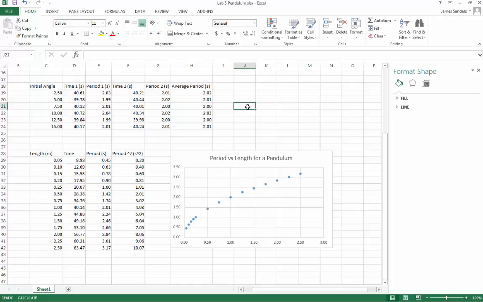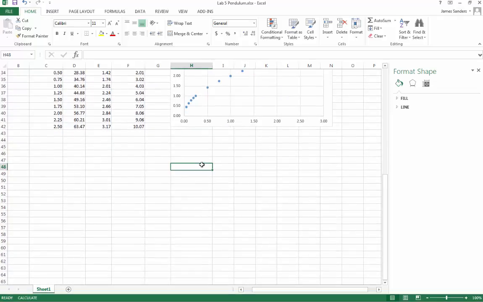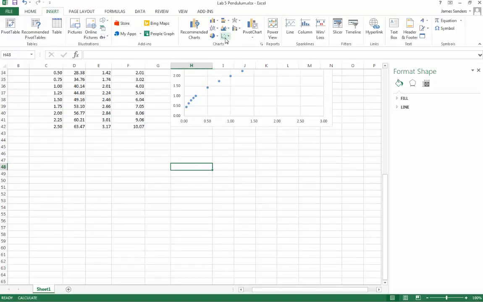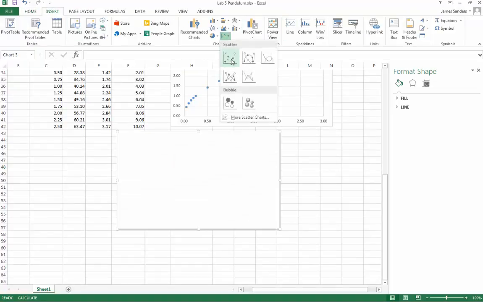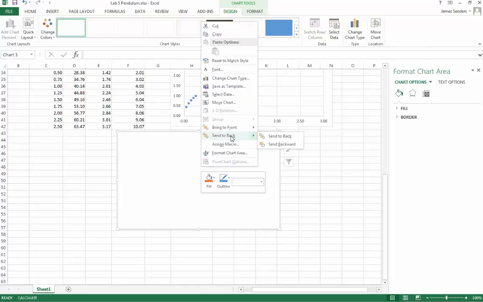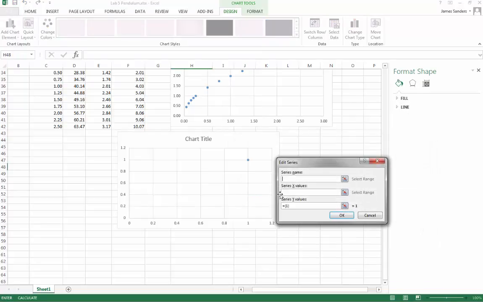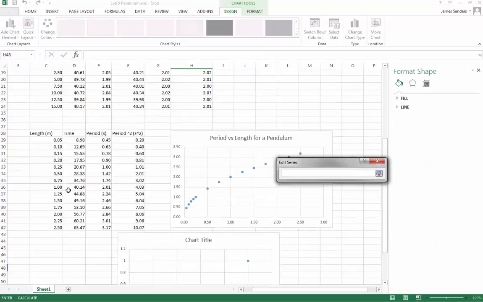So you are going to have to square an axis. So how do you do that? Well, let's go ahead and add another graph to this. And we're going to basically repeat what we've done before. But this time, instead of putting period on the y-axis, I'm going to again put the length on the x-axis, and on the y-axis I'm going to go with the period squared column.